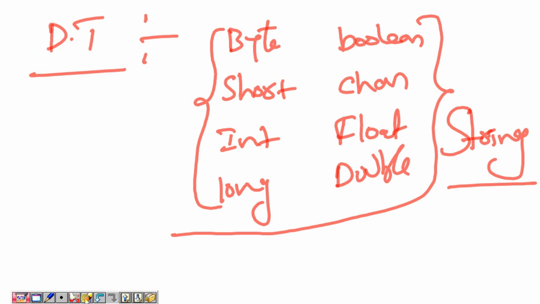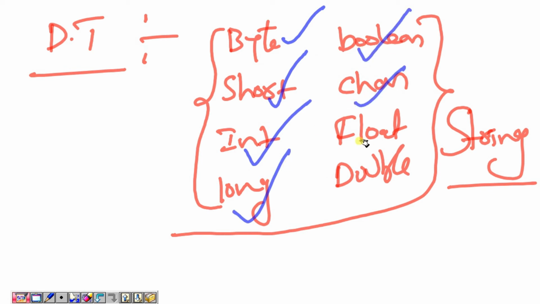What data types do we have? Byte, short, integer, long, boolean, char, float, double. These are what we call the 8 types of data types, and we can discuss these 8 types very clearly.